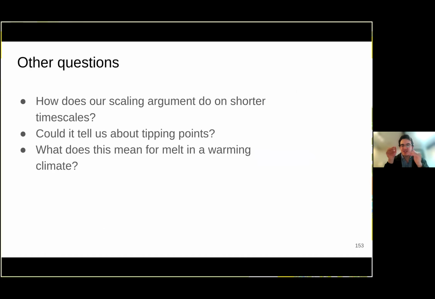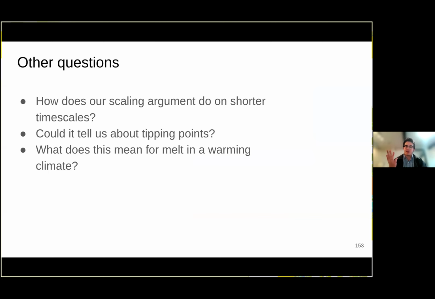Yeah. There's a bunch of other things we'd like to explore, like how does our scaling argument do on shorter timescales, right? Like how well does it predict melt as you have your thermocline rising over some time? What does it tell us about tipping points? And when I say tipping points, I just mean, what does it tell us about triggering this rapid onset of these really high area average basal melts? And that kind of gets at that whole slope thing I was talking about before. And what does it mean for melt in a warming climate where we expect temperatures to rise and maybe we expect CDW to rise and we expect the stratification to change and the slope of ice shelves to change.